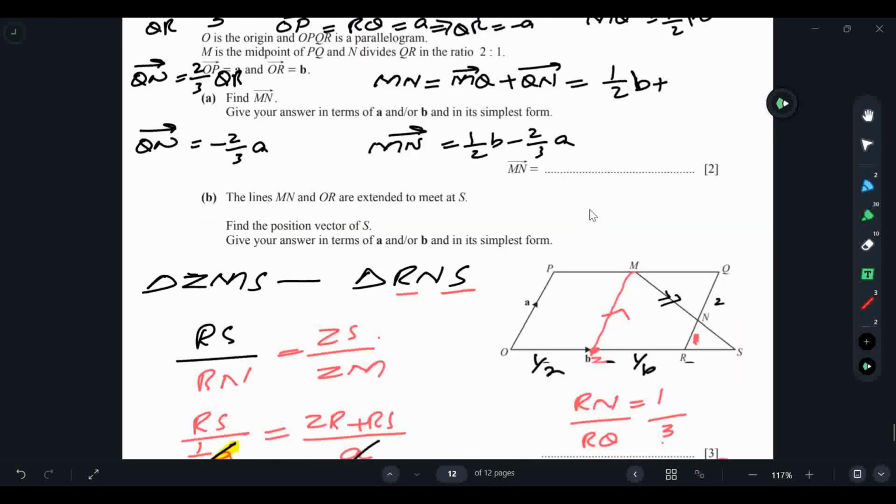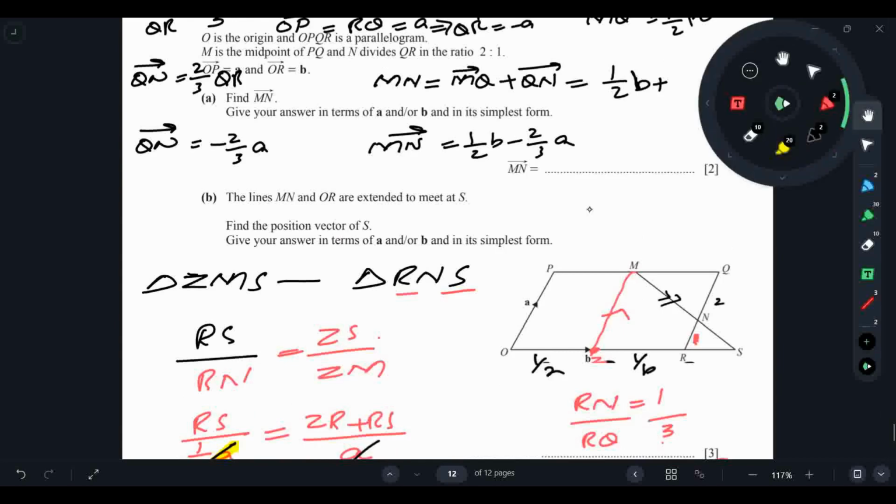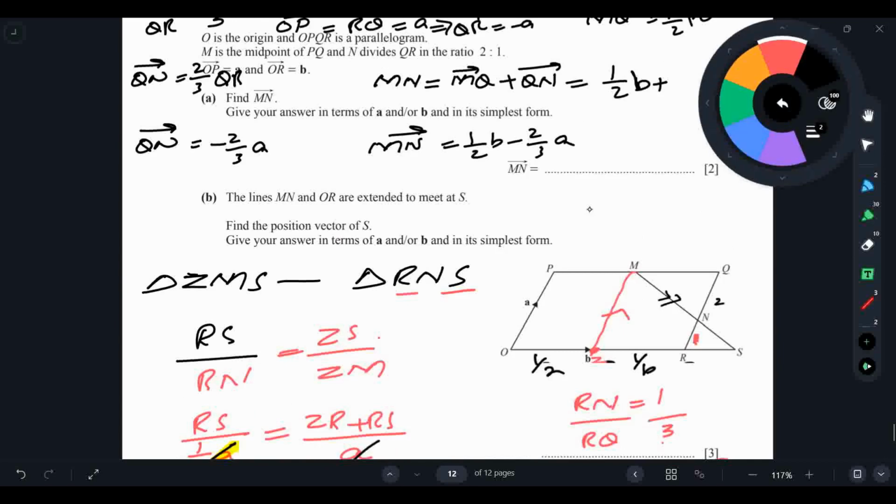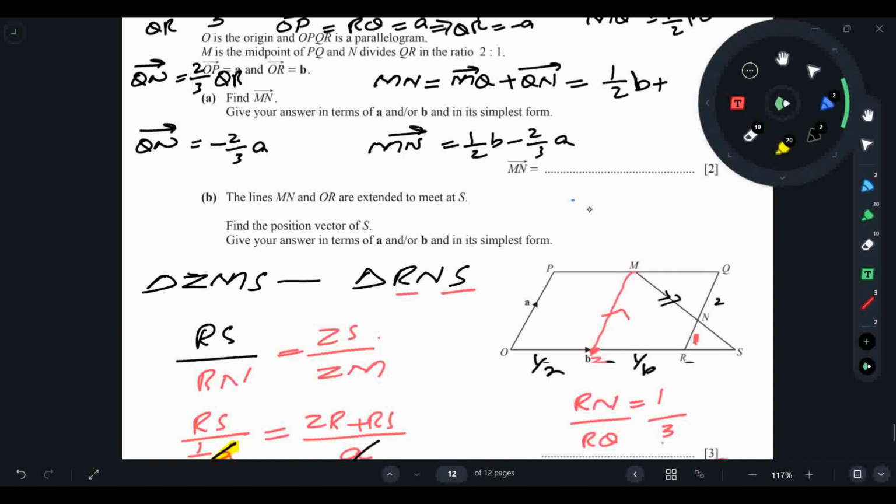Now in this question we have to find the position vector of S. So the equation for OS will be equal to OR plus RS. Now OR is B plus RS is 1 by 4 B, which means if we simplify, this will be 5 by 4 B. This should be the final answer for this one.